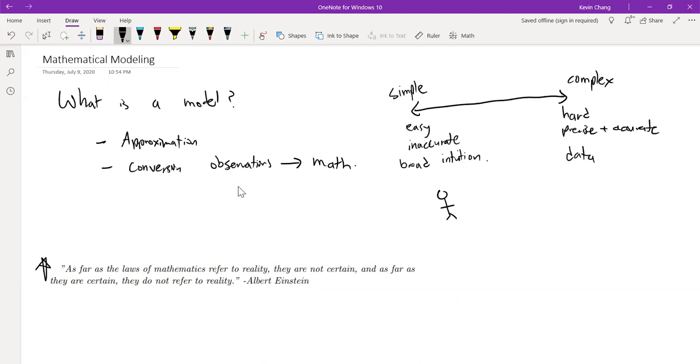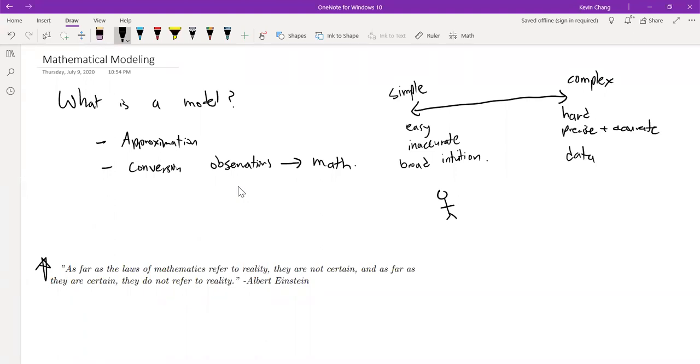And as far as they are certain, they do not refer to reality. So what he means by this is that we need to understand as people that mathematics is only a tool that humans have created to understand and interpret reality. Reality is not defined by mathematics. You'll never get an exact result from mathematics that applies to reality. It's certainly just a tool that will help us understand.